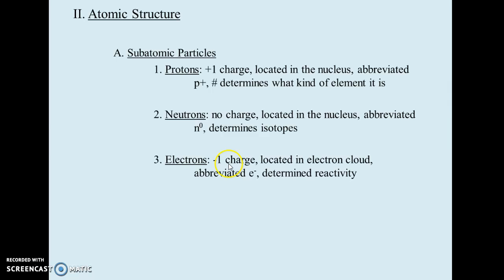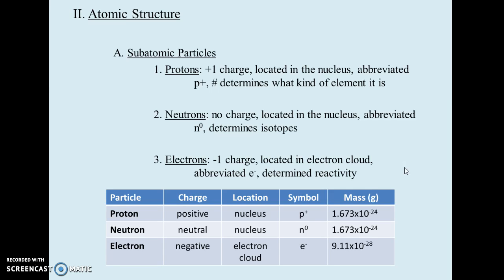Then we have electrons. These are our negatively charged subatomic particles located outside the nucleus in the electron cloud. We abbreviate these e-, and they determine reactivity. So we're going to be talking more about electrons as we get into chemical bonding. But really, protons and neutrons stay in the nucleus. Electrons, being in the outer shell, move around more.